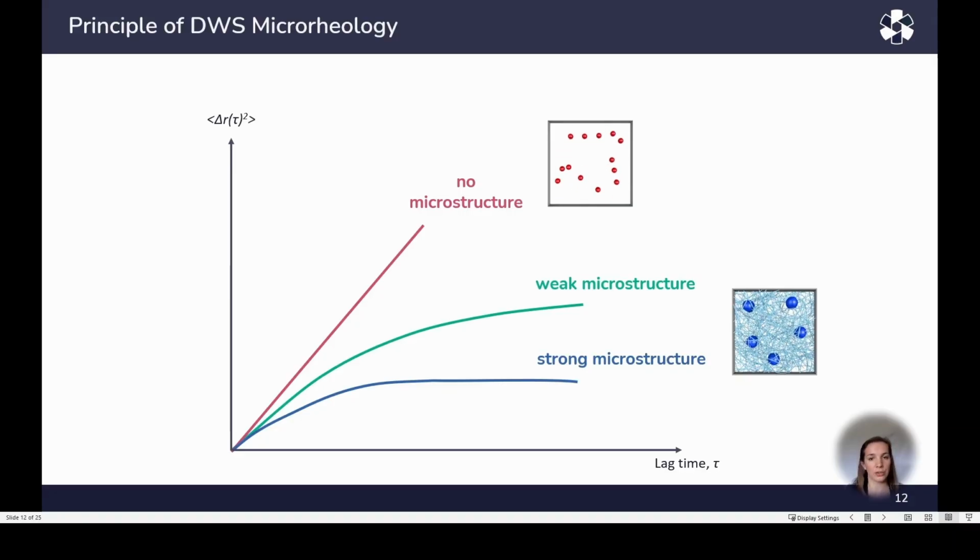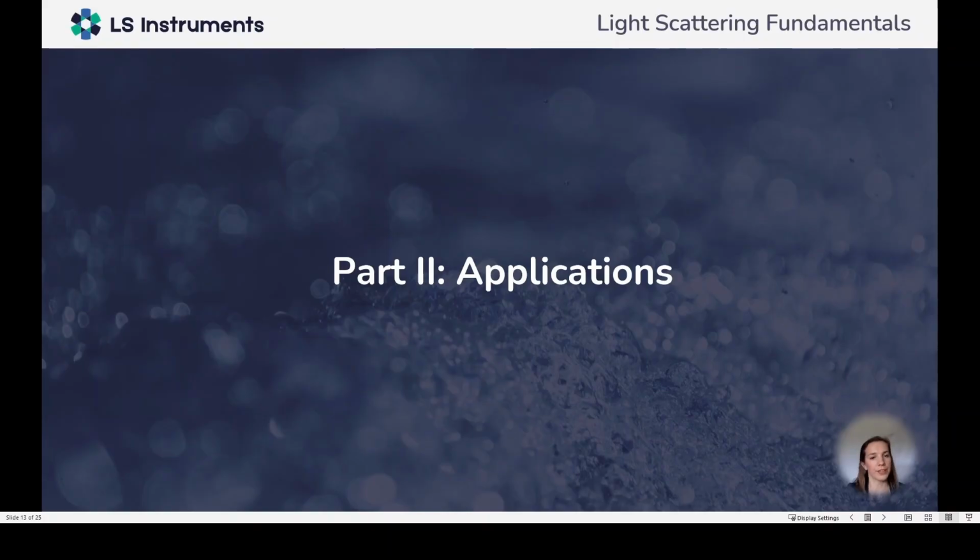The formation of a clear plateau, as is the case here in the blue curve, indicates the presence of a strong microstructure. The particle motion is completely stopped as they are confined within the network. With the technical groundwork in place, let's take a closer look at some compelling real-life examples where DWS Microrheology played a key role in uncovering valuable information about the material behavior.